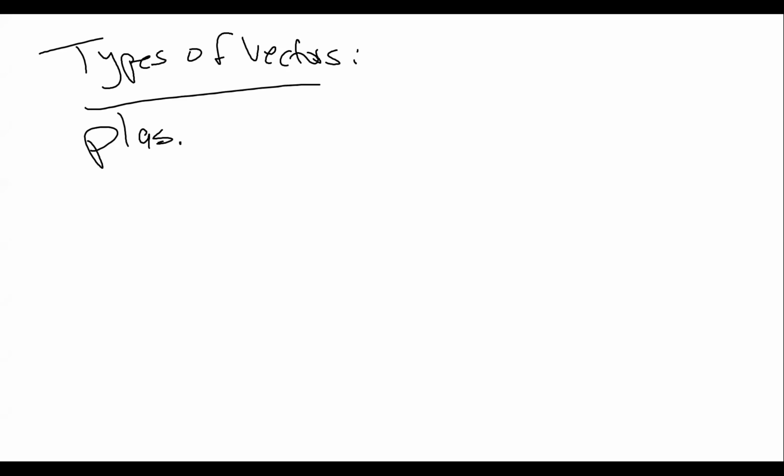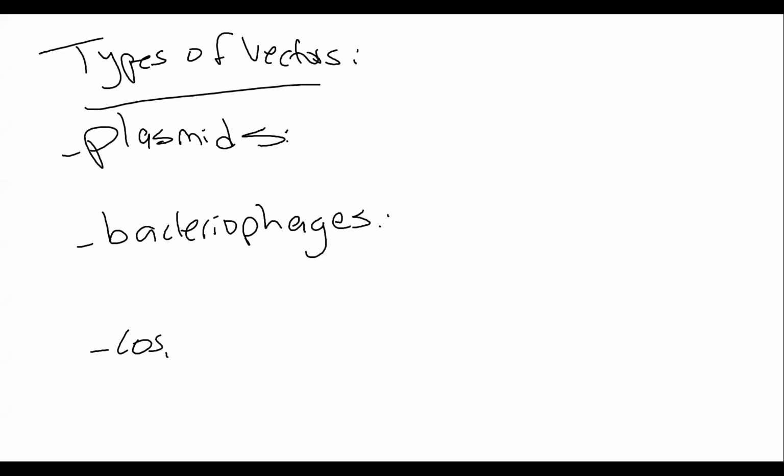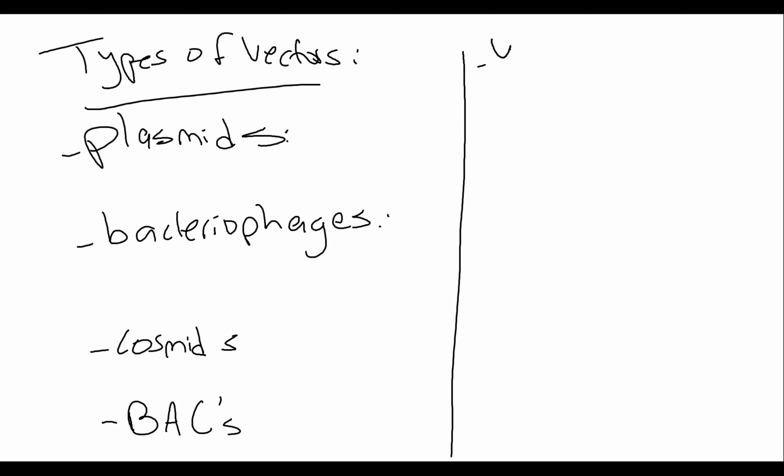So what are the types of vectors? We have the plasmids, the bacteriophages, the cosmids, the BACs, the YACs, and the viral vectors. So there are 6 types of vectors.